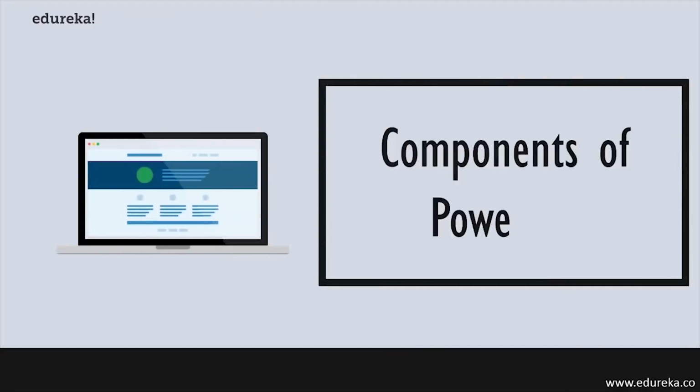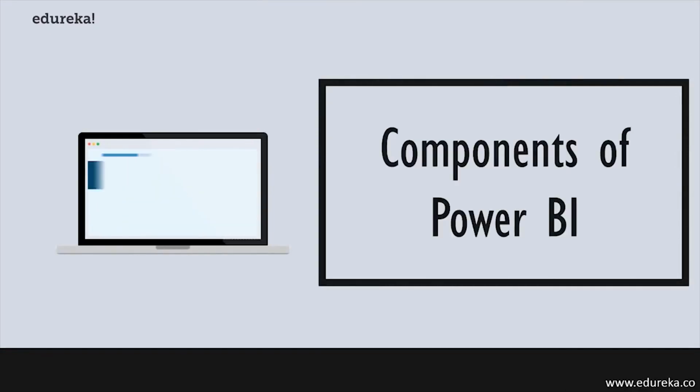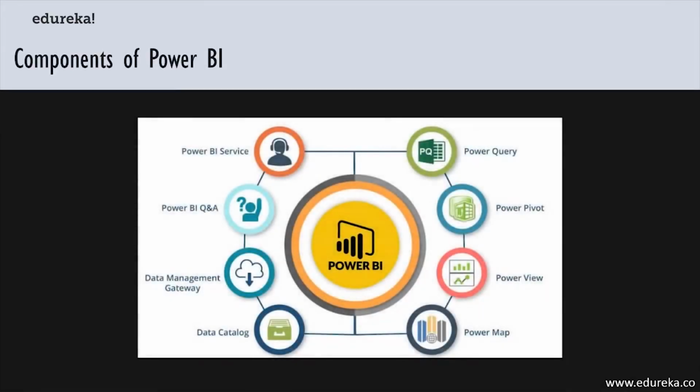In the section ahead, we are going to discuss a few components of Power BI. Now, Power BI has a few components. You have Power Query, Power Pivot, Power View, Power Map, Data Catalog, Data Management Gateway, Power BI Q&A, and Service. Starting up, we have Power Query. Now, this is a component which can be used to search and access and transform public and internal data sources.